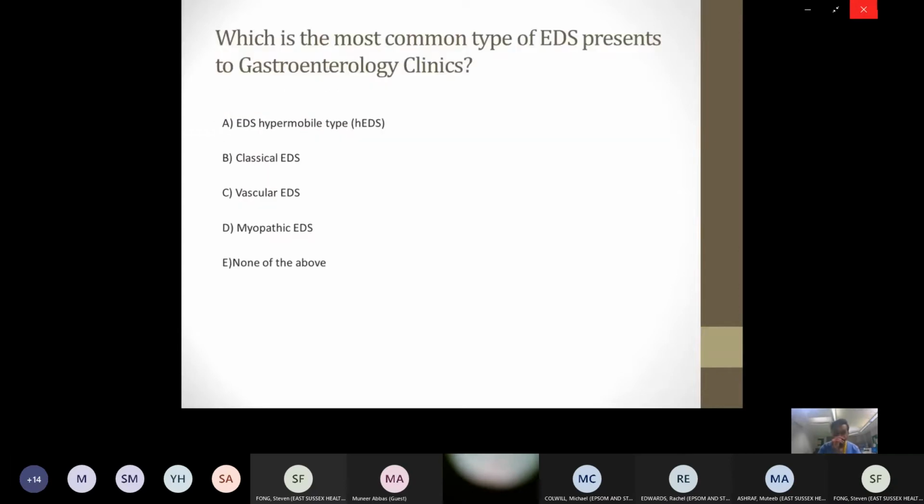Which is the most common type of EDS that presents to the gastroenterology clinic? These are the following options. I will wait for your responses. So the answer to this question is A, hypermobile type EDS.